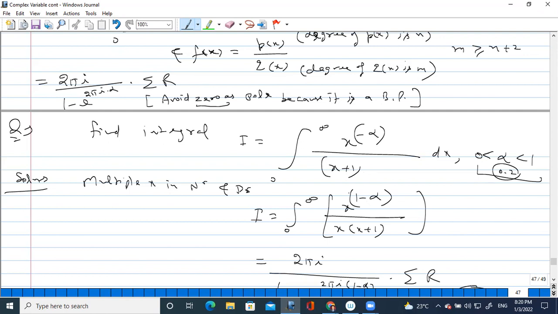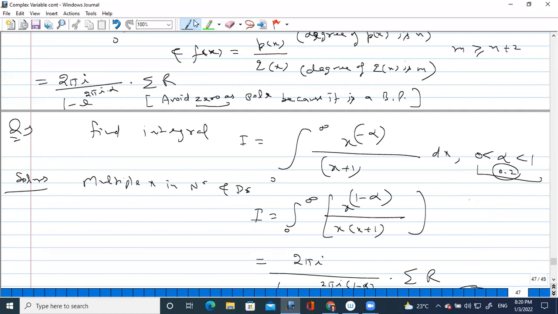Okay. So now here x to the power whatever, in 0.8, 0.6, that will be something in ratio, 1 by 100, 1 by 10, 1 by 2, whatever. So it will give you multiple values. So that's why x equal to 0 is a branch point here, and that we have to avoid. Okay.